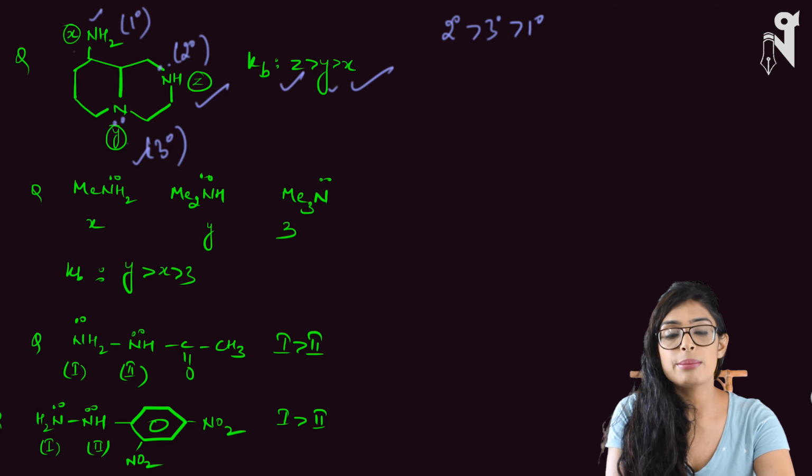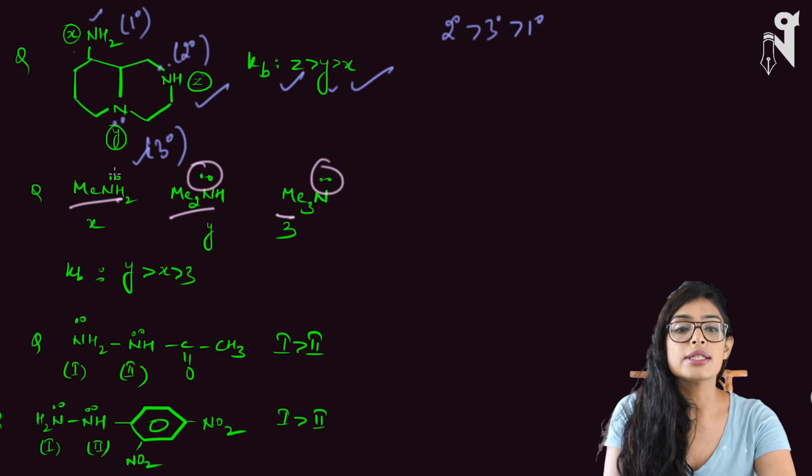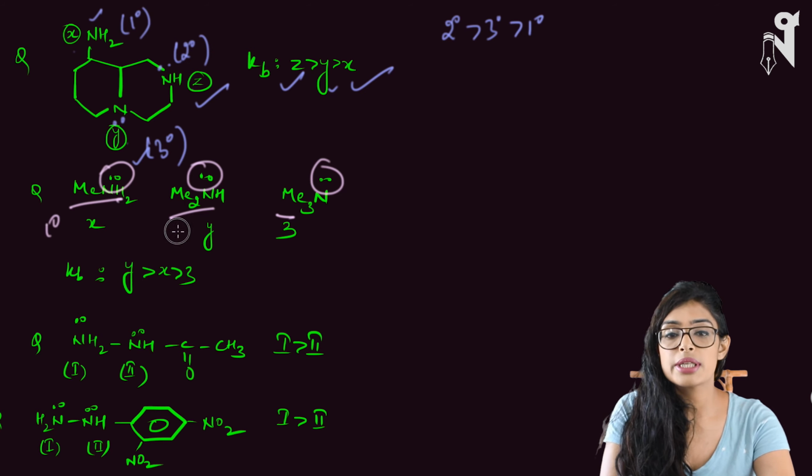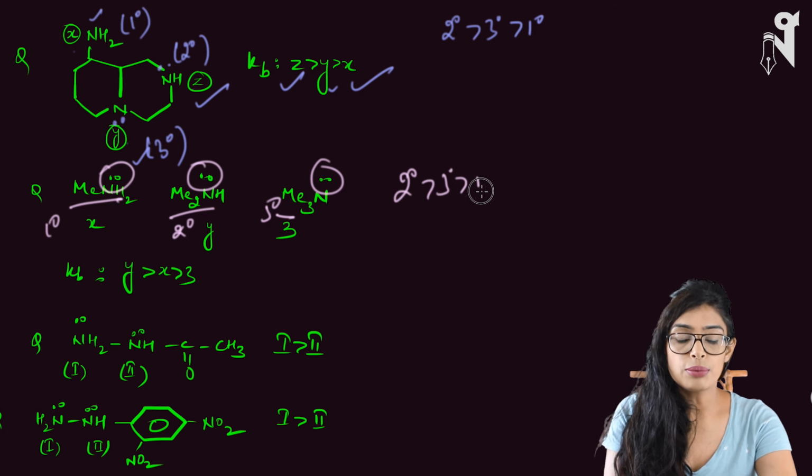Now come to the next compound. I have MeNH2, Me2NH, and Me3N. Again, this lone pair is localized, and this X, Y, Z, this is your primary, this is your secondary, this is your tertiary. The order should be secondary, tertiary, and primary. Arrange it in that order. Come to the next compound.